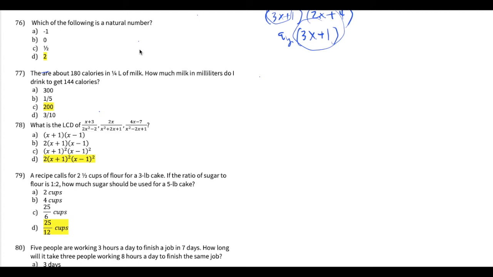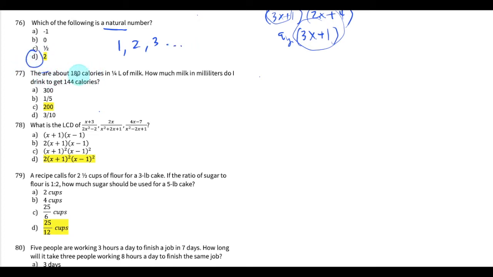Okay, so this is part 4 ng ating third mock exam. Item 76 to 100. So, for number 76, which of the following is a natural number? Okay, pag sinabi natin natural number, yan yung positive integers natin. Okay? So, ang answer is letter D.